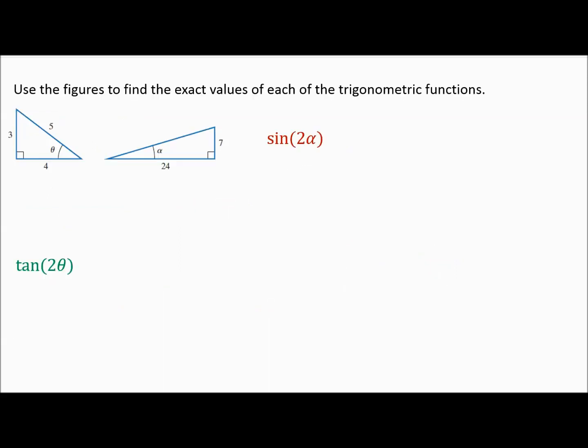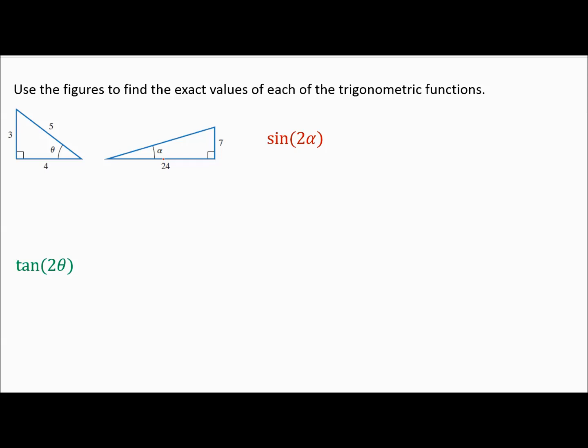So our first examples that we're trying to do is use the figures to find the exact values of each of the trigonometric functions. Notice we have a figure for theta, okay, and we have a triangle or a figure for alpha. So when you do these problems, make sure you're looking at the right figure for your particular problem. So first I have sine of 2 alpha. Well, notice I don't have a picture for 2 alpha. I need to use the formula for 2 alpha.